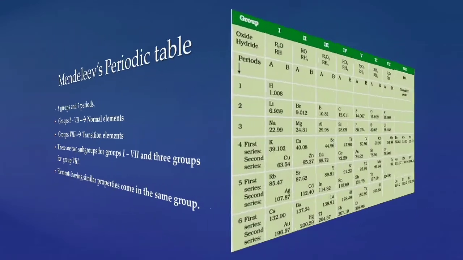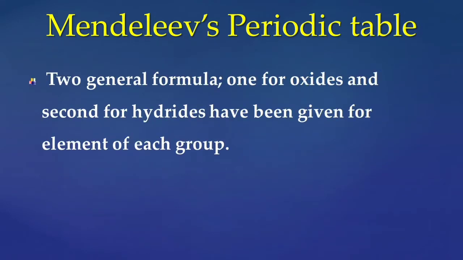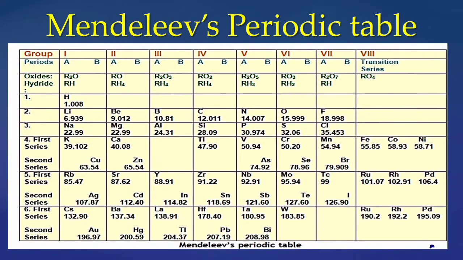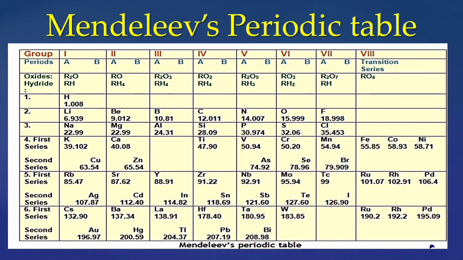Take a look at the periodic table created by Mendeleev. In Mendeleev's periodic table, all elements had 2 general formulae, one for their oxides and one for their hydrides. Using this general formula, the formula for the oxides and hydrides of any element in any group could be easily written. Note the general formula depicted here in Mendeleev's periodic table. In that, the letter R is used to represent any element in the group. Note the way formulas are written. For example, the hydride of carbon, CH4, is written as RH4 and the oxide CO2 is depicted as RO2.